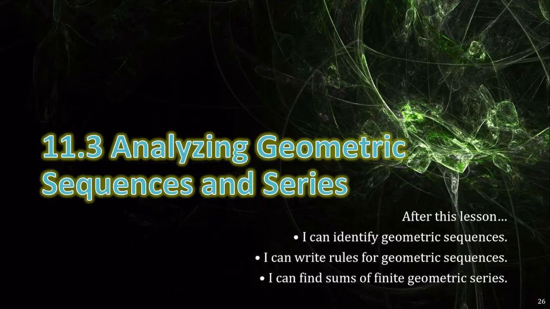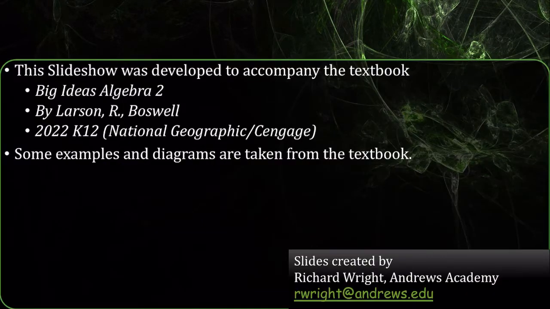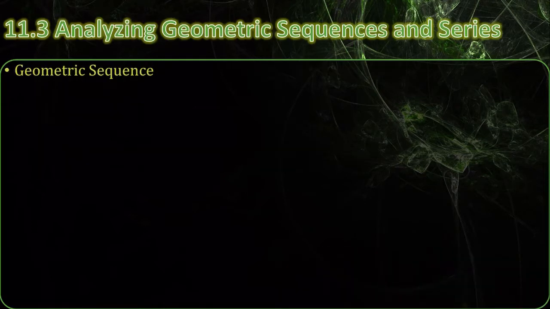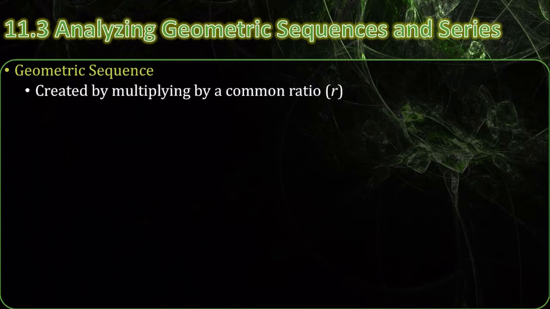Lesson 11.3, Analyzing Geometric Sequences and Series. To review, an arithmetic sequence is adding to get the next term. A geometric sequence is multiplying to get the next term, multiplying by a common ratio, which we'll call r for ratio.